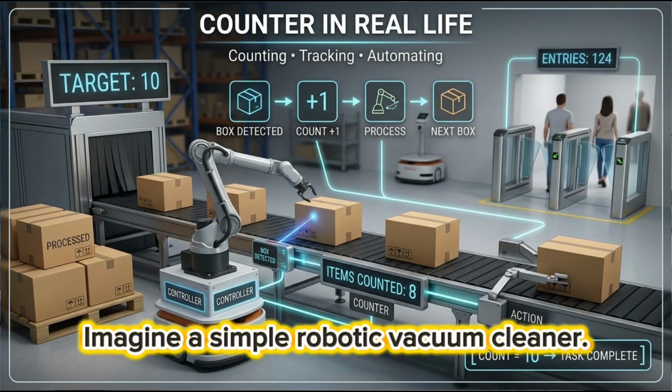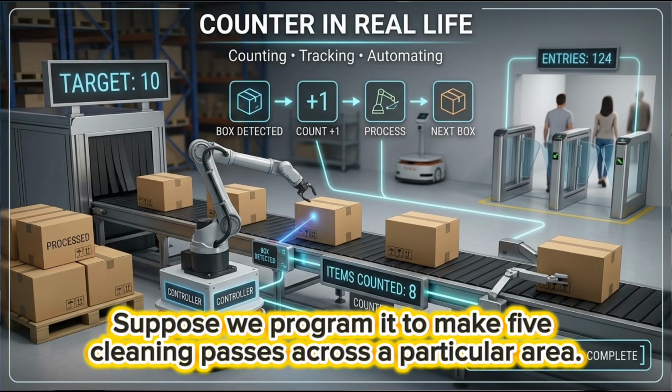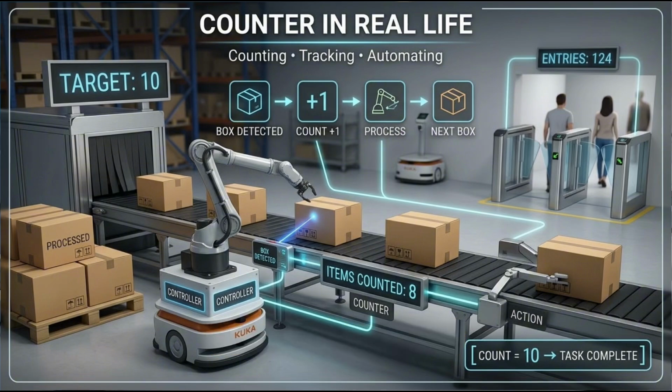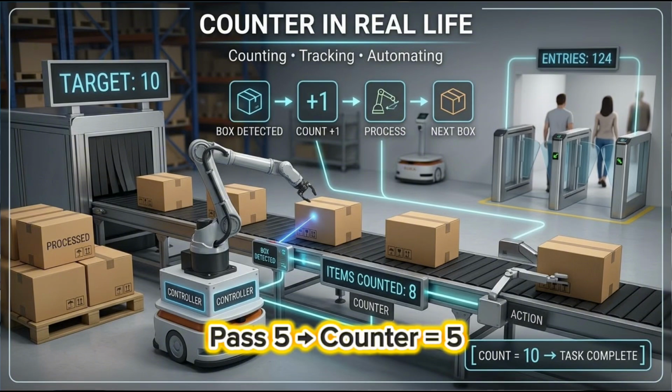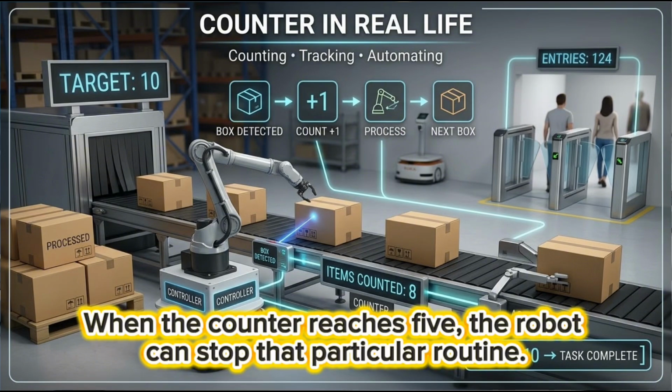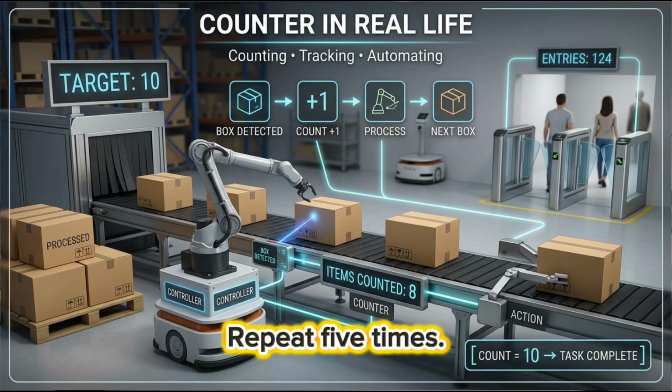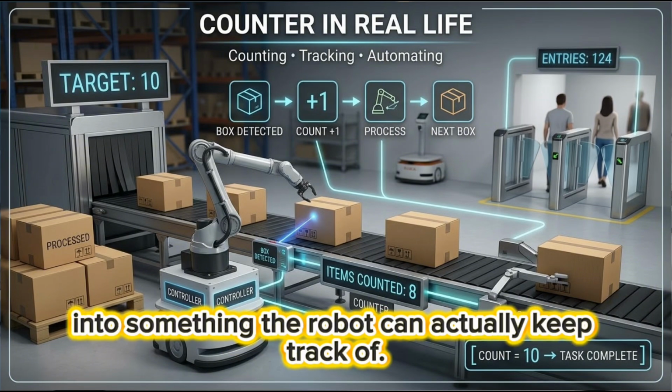Counter in real life. Imagine a simple robotic vacuum cleaner. Suppose we program it to make 5 cleaning passes across a particular area. The robot could use a counter. Pass 1, counter equals 1. Pass 2, counter equals 2. Pass 3, counter equals 3. Pass 4, counter equals 4. Pass 5, counter equals 5. When the counter reaches 5, the robot can stop that particular routine. A counter helps turn a simple instruction like, repeat 5 times, into something the robot can actually keep track of.